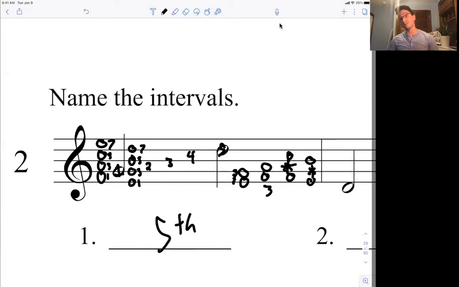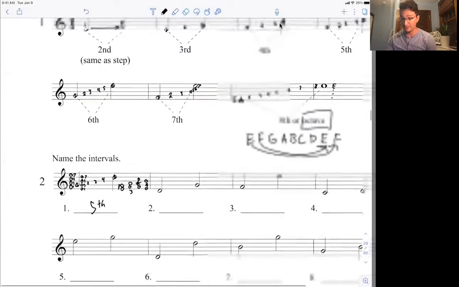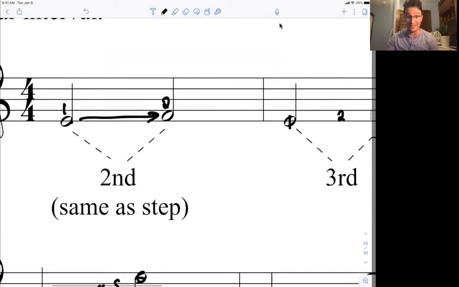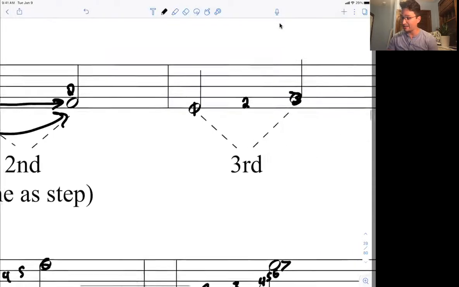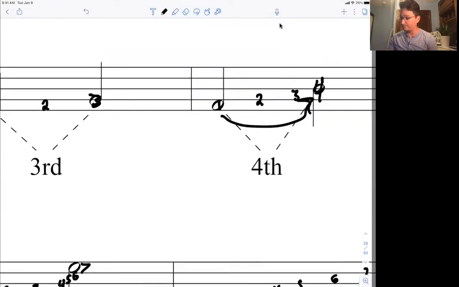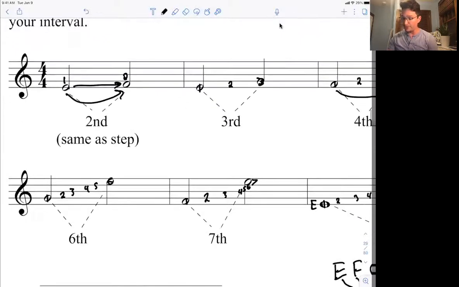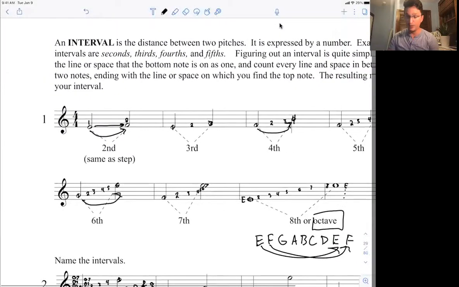Now, if it goes from a line to a line, or a line to a space, or a space to a line, so it doesn't stack nicely like that, you have a couple different options. It can be your second, like we have right here, since they're right next to each other. You can have a second, you can have a fourth, or you can have a sixth, or the octave, like we've talked about.